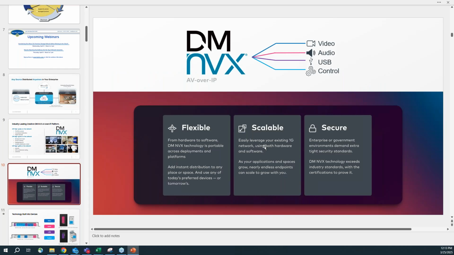There we go, flexible, scalable, and secure. Flexible, we've definitely touched on that because, again, we're going to use IP technology. We're going to use network switches. Scalable, we've touched on that. It's got the ability to just keep adding network switches and create whatever system fabric you need. And secure, this is really a key feature and hallmark of NVX.